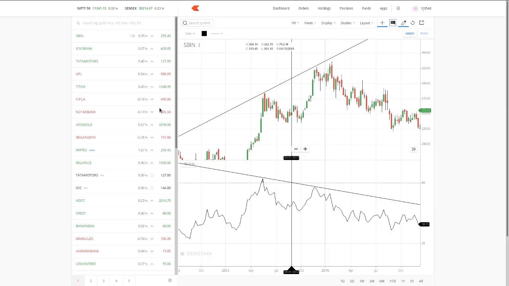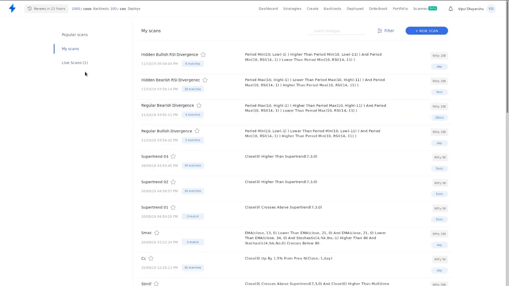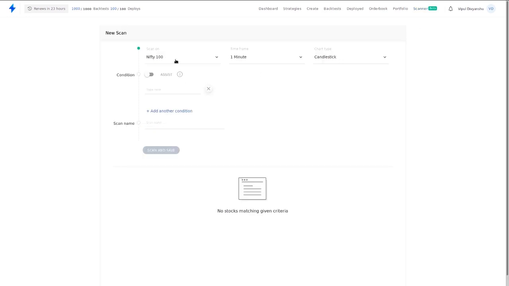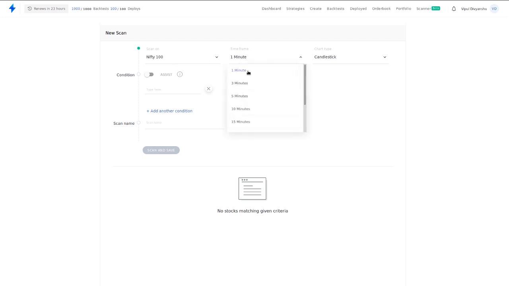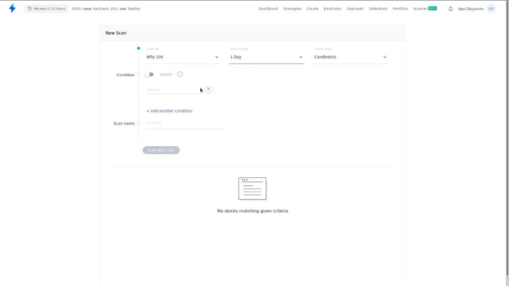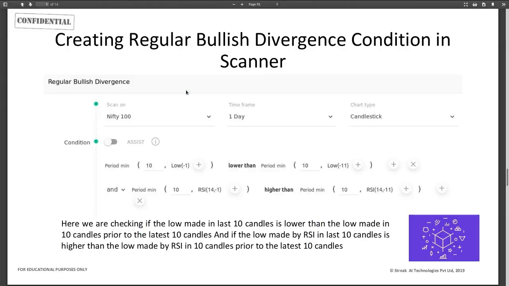So let me quickly go to Streak and click on new scan. To create a scanner, you just have to go to scanner and click on new scan. I'll scan on Nifty 100 on 1 day time frame. I'll use candlestick charts to identify divergence, and then I'll start building it.